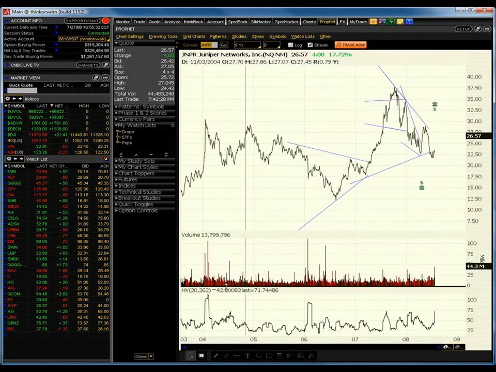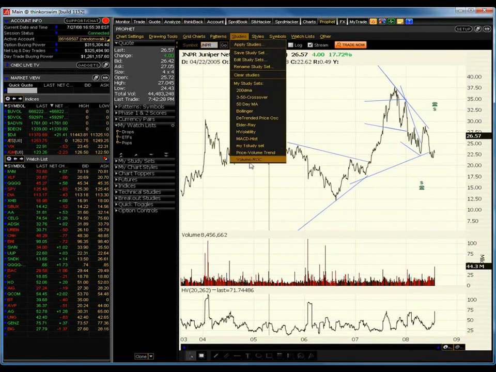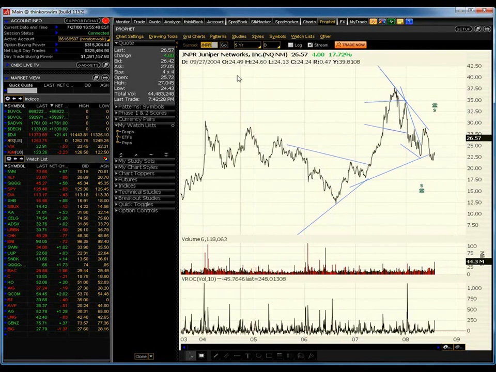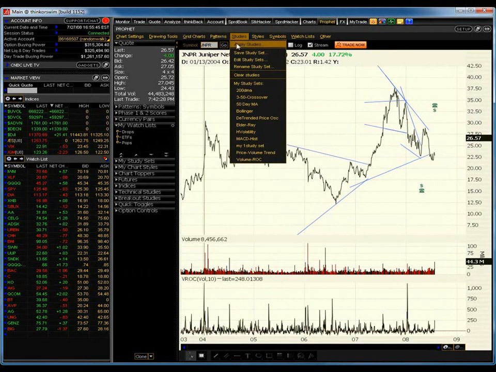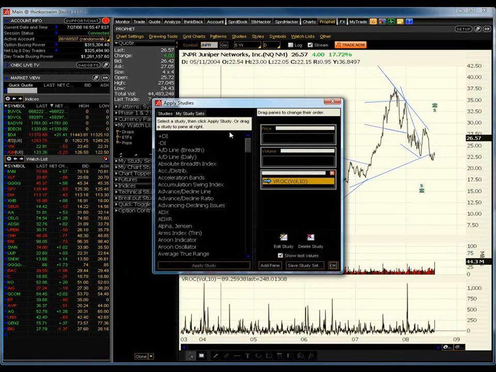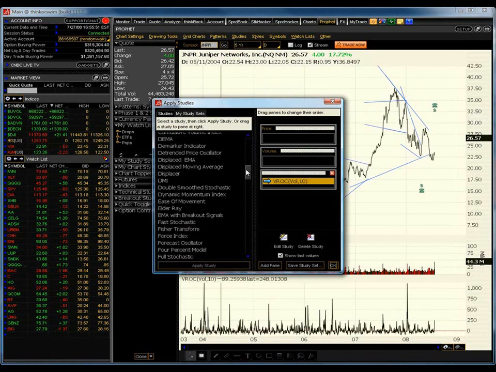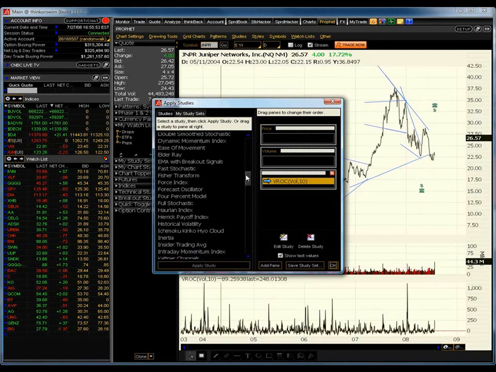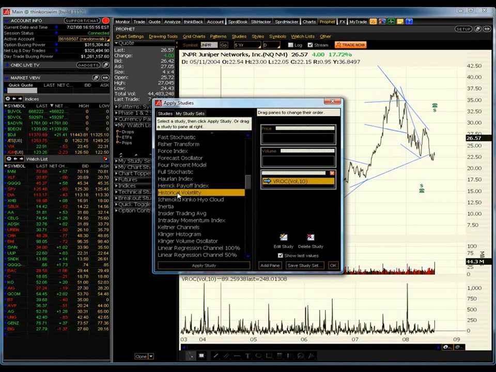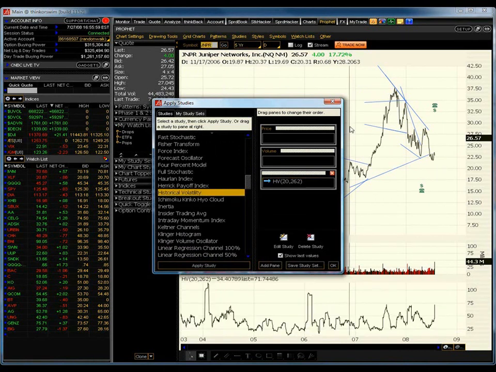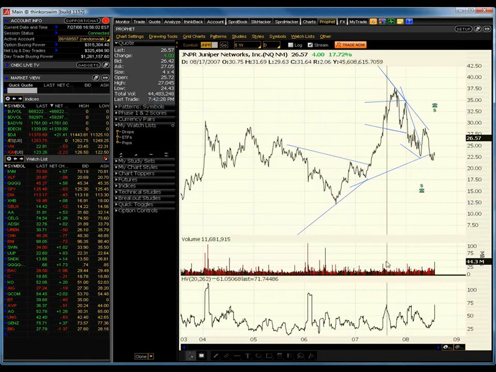I have already called up historical volatility, but you can go into, let's see, I'll do another study here. And then what I'll do is just to show you how this is set up, I'll go into my studies, go to Apply Studies, and in the left-hand box here, all you have to do is scroll down until you get to historic volatility. Just take that and drag and drop it right into your window, and it will automatically call up the historical volatility.